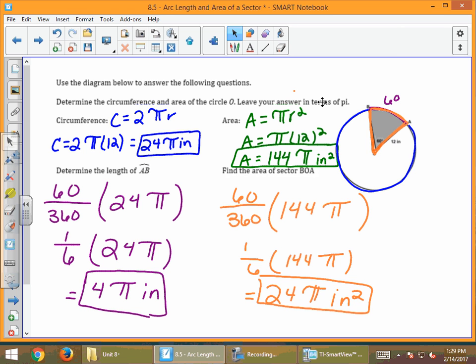And you'll be given these formulas. You're not going to be given these, but you just have to remember, put the arc over 360 multiplied by the circumference. Put the arc over 360 multiplied by the area. And you'll be given those area and circumference formulas.